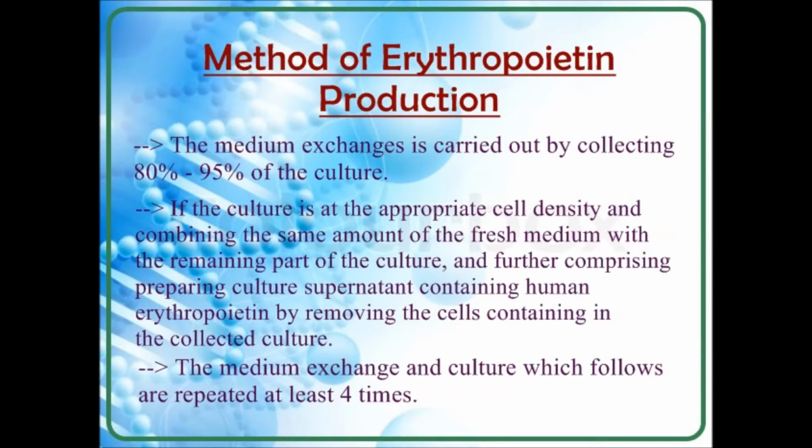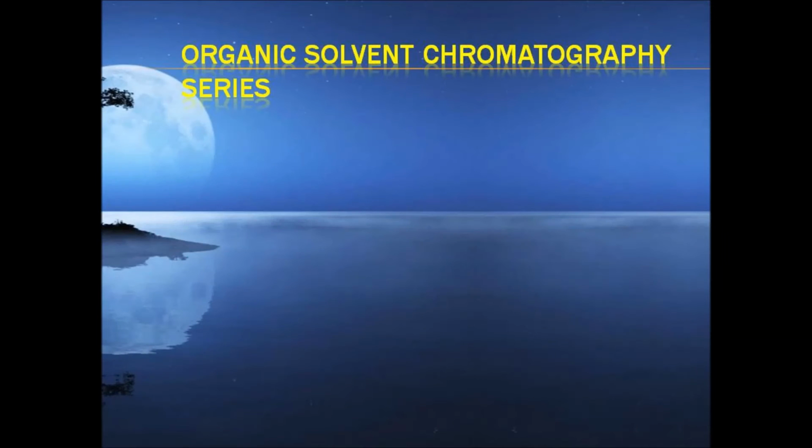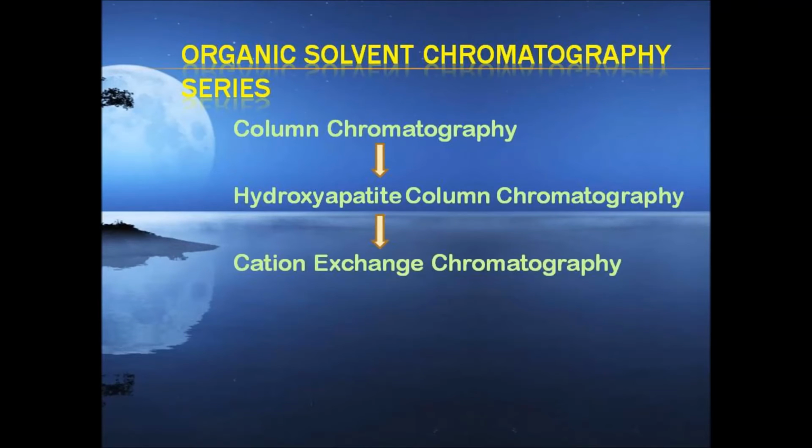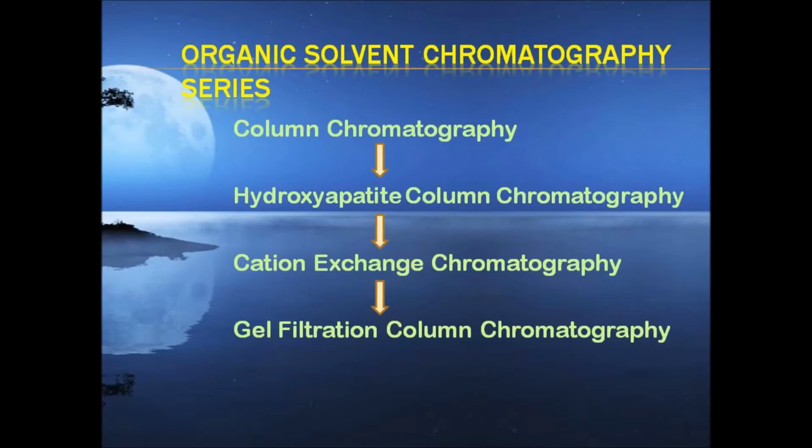The steps comprise applying the culture supernatant obtained by the method for production of human erythropoietin to dye affinity column chromatography and collecting a fraction containing human erythropoietin activity. Secondly, applying the collected fraction to hydroxyapatite column chromatography and collecting the fraction containing human erythropoietin. Next, applying the fraction collected in the step above to cation exchange chromatography and collecting a fraction containing human erythropoietin activity. And lastly, applying the fraction collected previously to gel filtration column chromatography and collecting the fraction containing human erythropoietin activity for the last time.